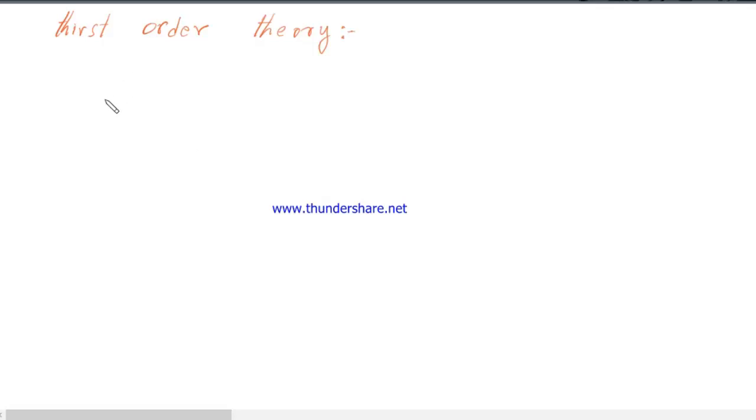The first order term is H naught psi n1 plus H dash psi n naught is equal to E n naught psi n1 plus E n1 psi n0. Okay, this is the first order term.